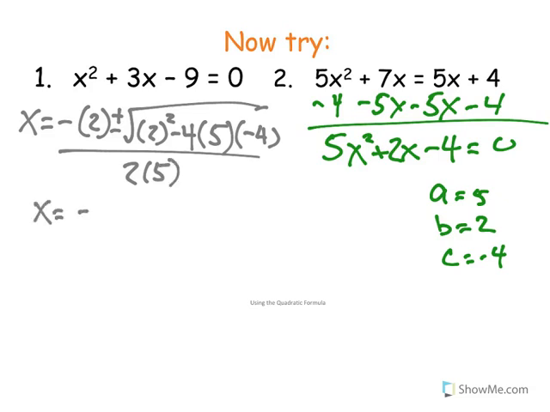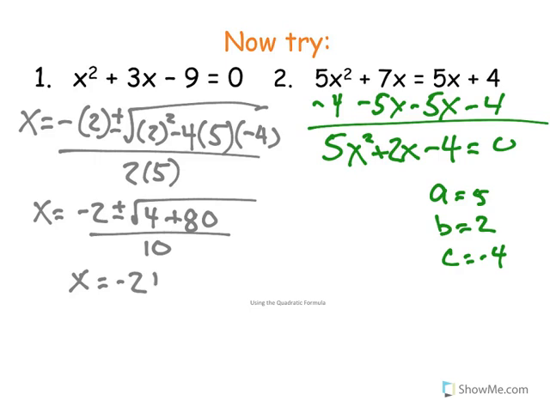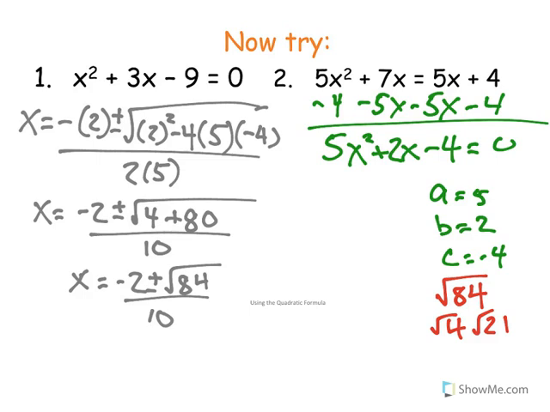So that's going to give us negative 2 plus or minus the square root of 4. And then negative 4 times 5 is negative 20, times negative 4 is positive 80. And that's all going to be divided by 10. So I'm looking at negative 2 plus or minus radical 84 divided by 10. And again, I'm fine with you leaving it like this. If we want to simplify it, which we should, radical 84 is really radical 4 radical 21, which I'm going to call 2 radical 21. So now I'm looking at negative 2 plus or minus 2 radical 21 divided by 10.